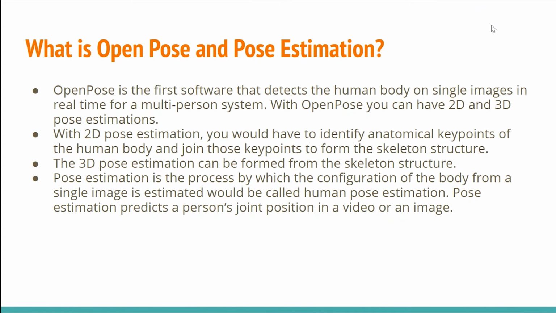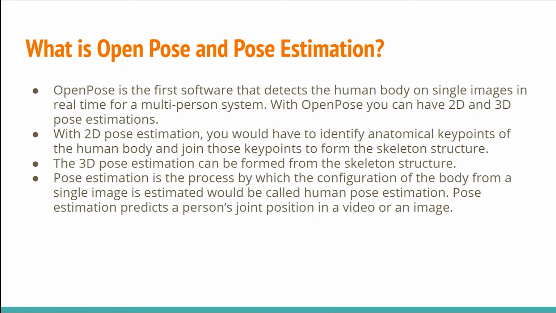OpenPose is a software that detects the human body on single images in real time for a multi-person system. With OpenPose, you can have either 2D or 3D pose estimations. With 2D pose estimations, you would have to identify the key points of the body and join those key points to form a skeleton structure. The 3D pose estimation can be formed from that skeleton structure.